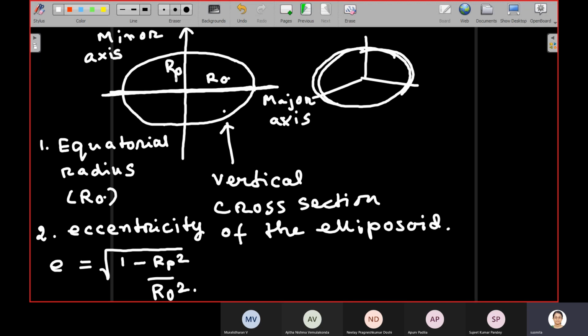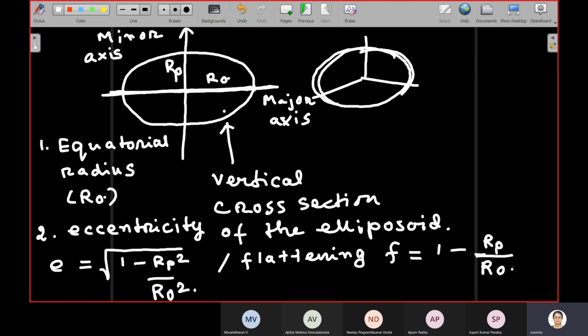In place of eccentricity, we can use another term called flattening, which is defined as 1 minus RP by R naught. So using these two parameters, we can determine the ellipse that generates the ellipsoid of revolution, or simply the reference ellipsoid. The first one is equatorial radius and the second one is eccentricity or flattening. Either eccentricity or flattening should be used. Both are not required.